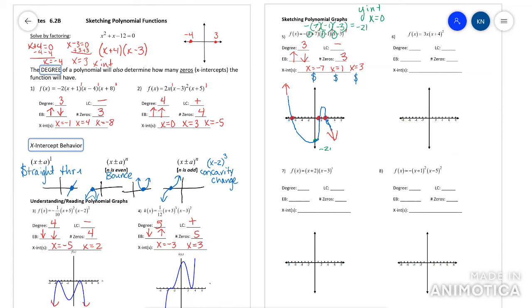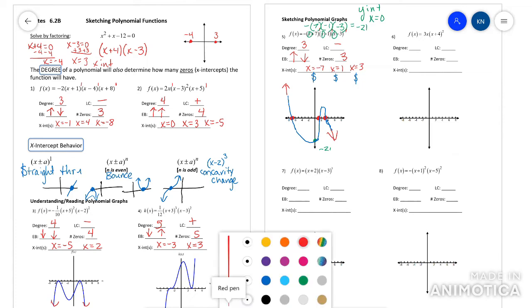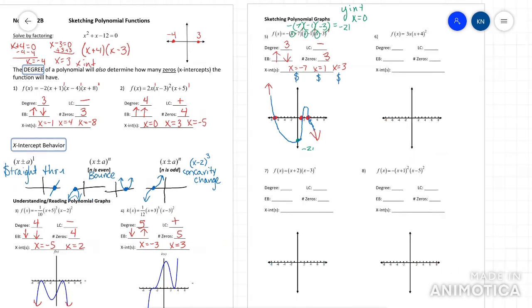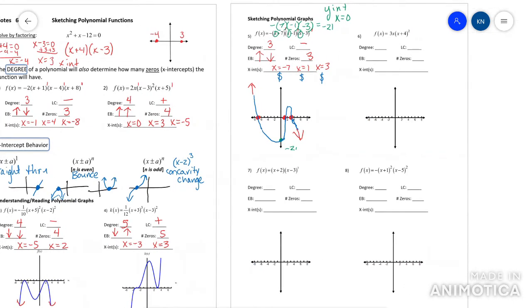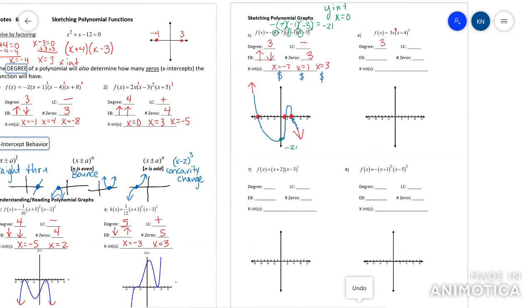Let's do another. First thing you should do is go look at the degree. Give this x a 1. So it's degree 3 by adding up these exponents. My leading coefficient is this 3 out in front here. So it's a positive number. My end behavior on a positive odd function is down up. My number of zeros, make it match degree 3.